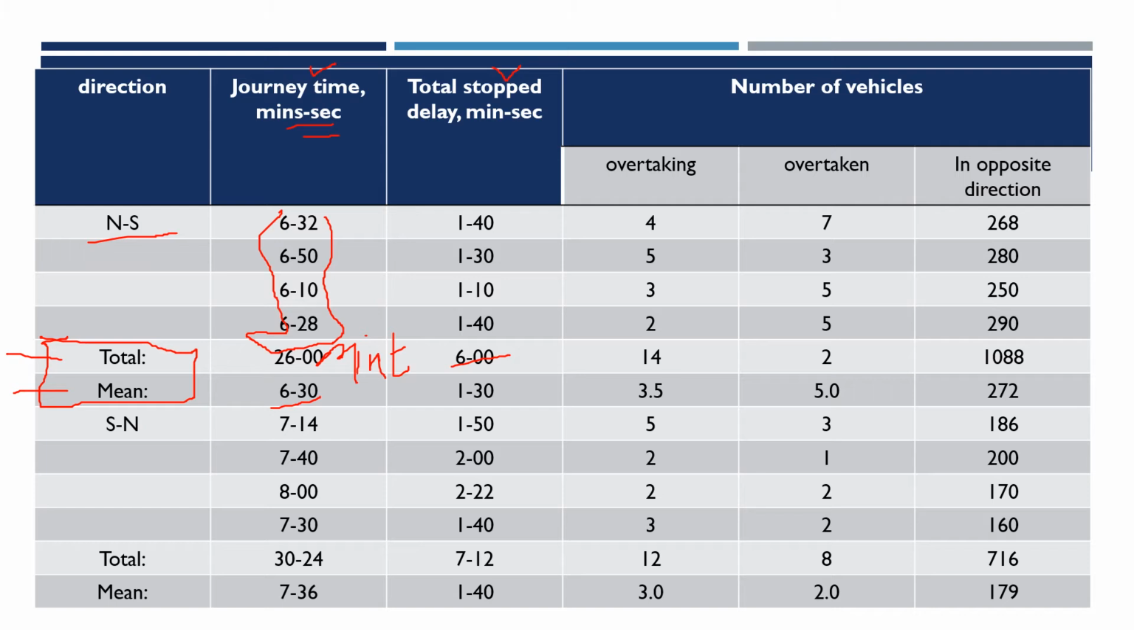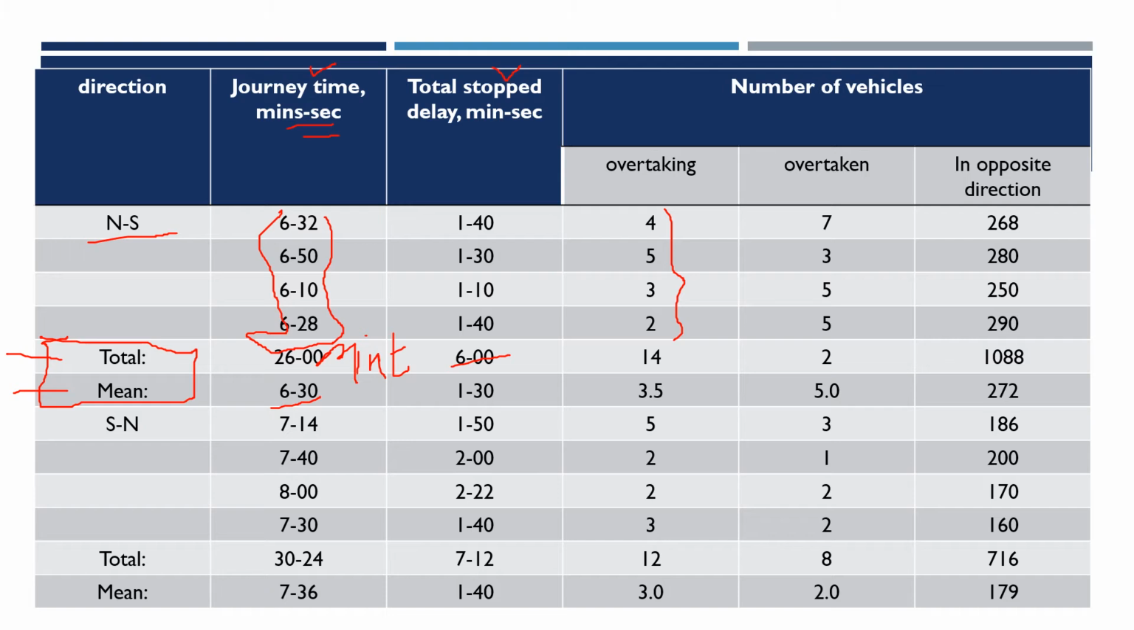Now, coming to the number of vehicles averaging, I don't think there will be any confusion, because all the counts have been given for the number of vehicles. Take the sum of it and divide by the number of observations, in this case 4, and it leads to the number of vehicles. There is no unit, so nothing to be worried about.